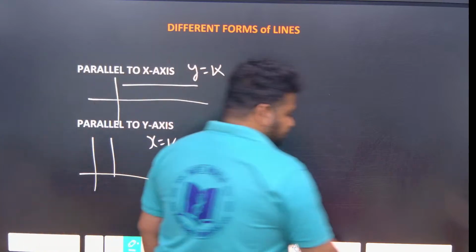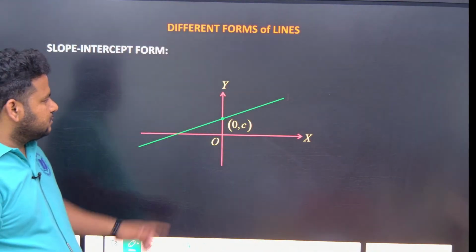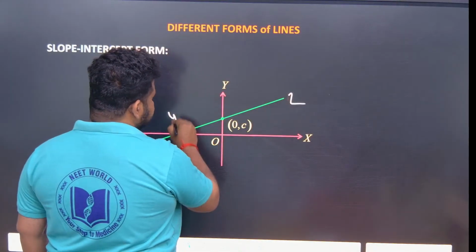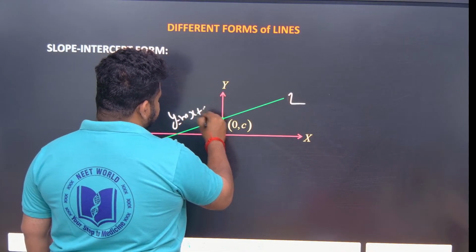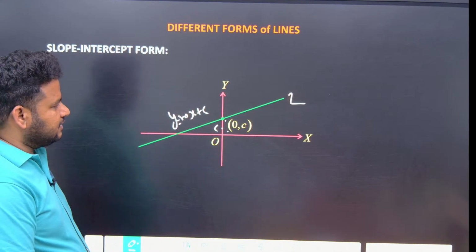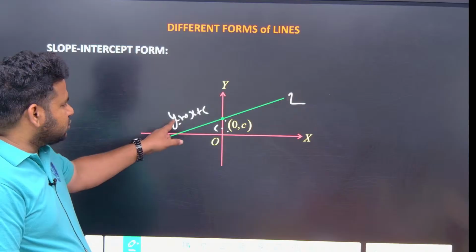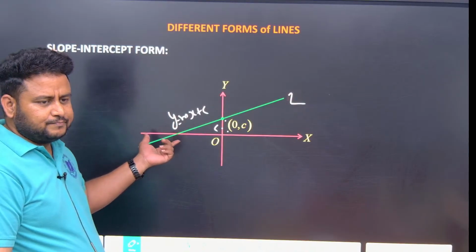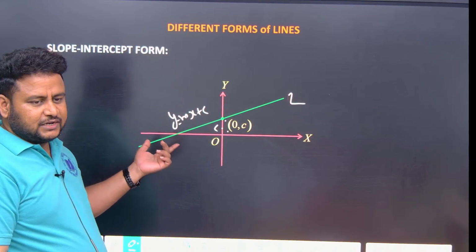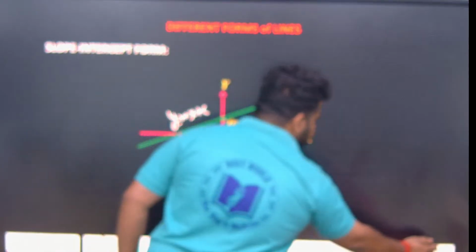Okay, clear? Next thing, slope intercept form. Suppose this is a line L. We have y is equal to mx plus c. Here c is called the y-intercept. So how will you find out m? If two points are given, m is y2 minus y1 by x2 minus x1. So y is equal to mx plus c is called the slope intercept form.